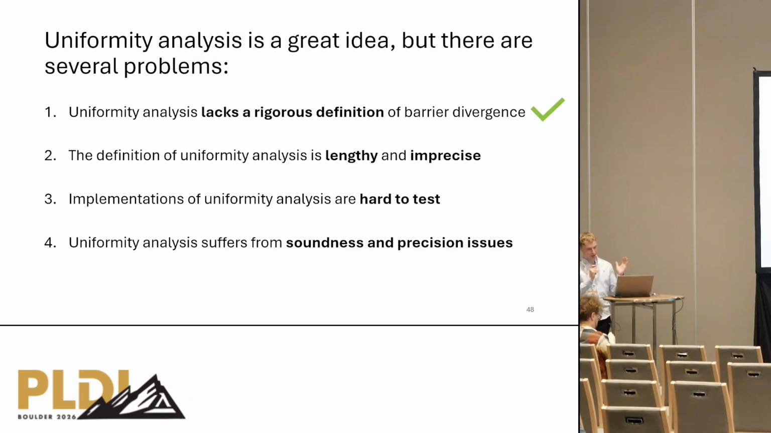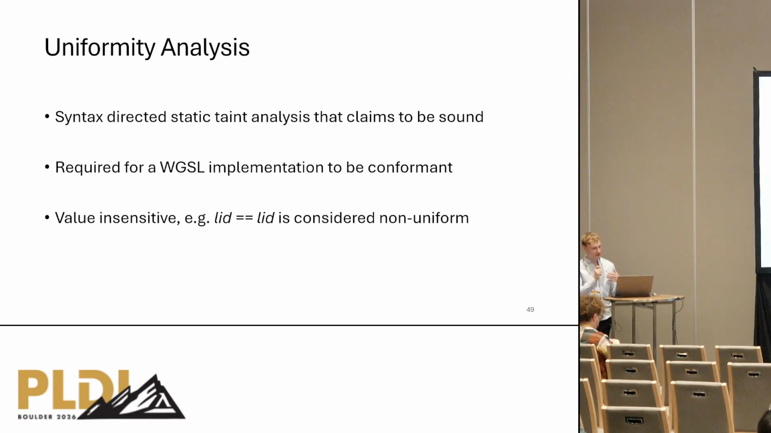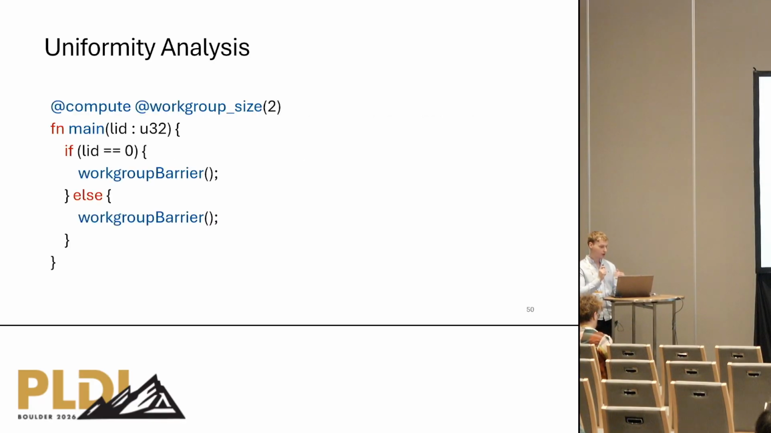Okay, so now we have a rigorous definition of barrier divergence, but we still haven't solved the fact that the analysis is lengthy and imprecise. So uniformity analysis is this static taint analysis that is syntax directed and that claims to be sound. Importantly, although it claims to be sound, it's not complete because the analysis is value insensitive. So although the expression LID is equal to LID will dynamically always evaluate to true, the analysis conservatively considers it to be possibly non-uniform.